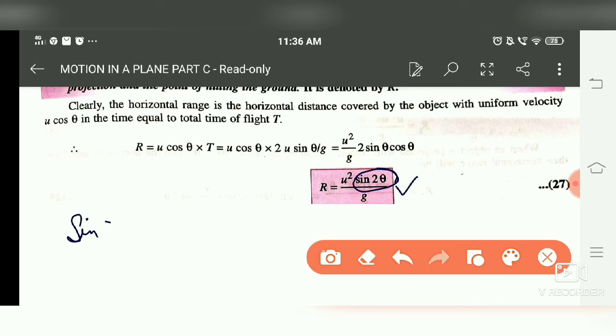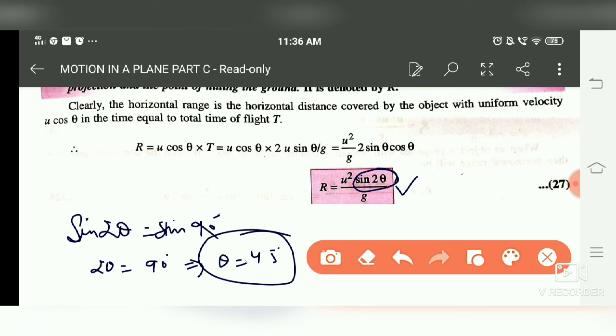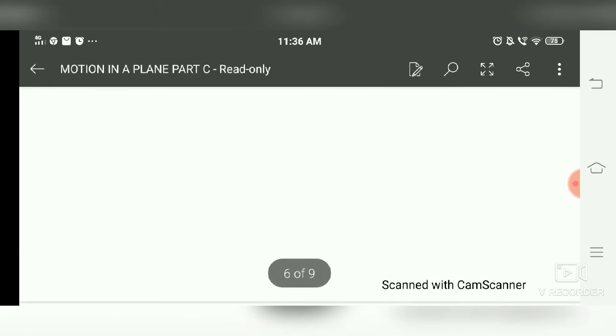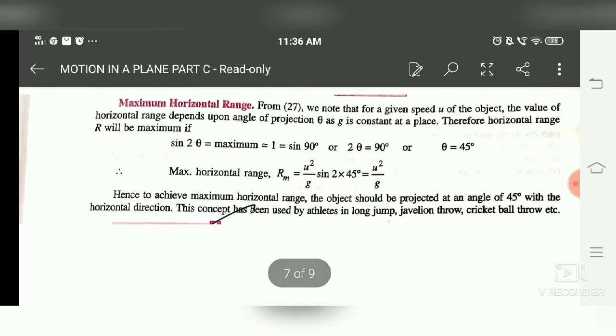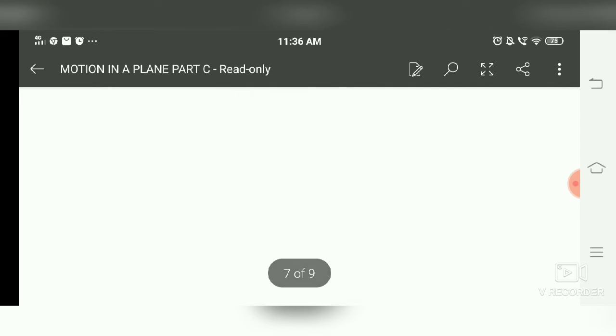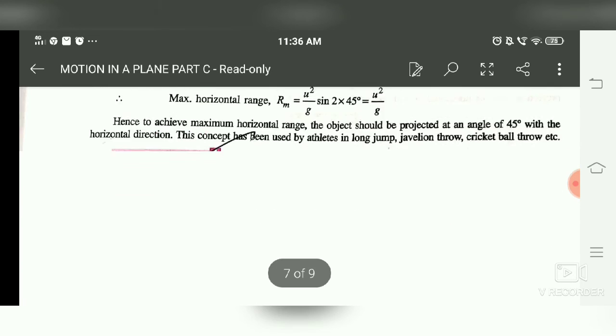So when sin 2 theta is equals to 1, we know that sin 1 is equals to sin 90 actually. Sin gets cancelled with sin. So in return we get 2 theta is equals to 90 degree, and here we get theta is equals to 45 degree. Means when a projectile is thrown with an angle of 45 degree with the horizontal, in that case it covers maximum horizontal distance, that is u square by g.